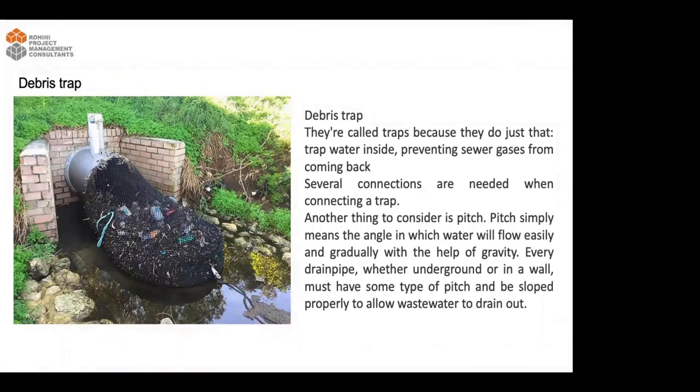Another thing we look at when we are going to do a garbage trap is the pitch. Now, what is a pitch? It is the angle at which the water can flow easily and gradually with the help of gravity. So every drain pipe, whether underground or in a wall, must have some type of pitch and be sloped properly to allow the wastewater to drain out. You can see there is a lot of garbage trapped in it. So there has to be a gravitational flow, and it would happen in the same way, right?